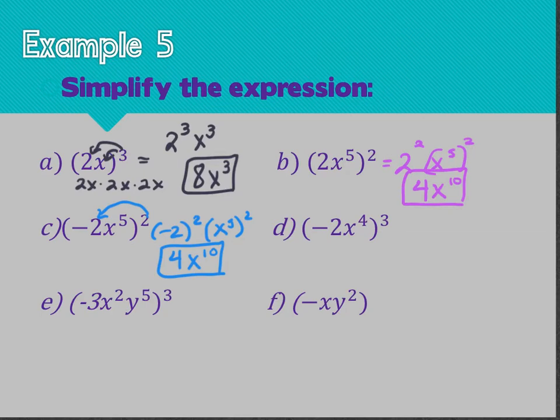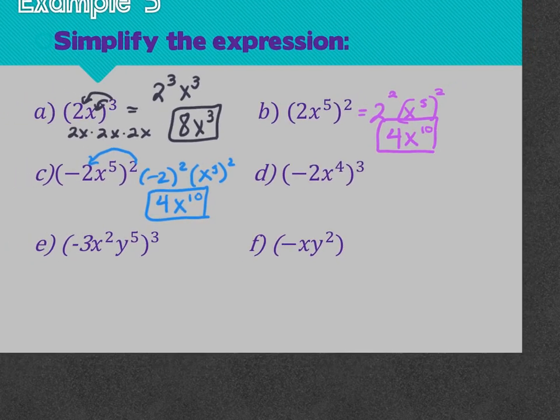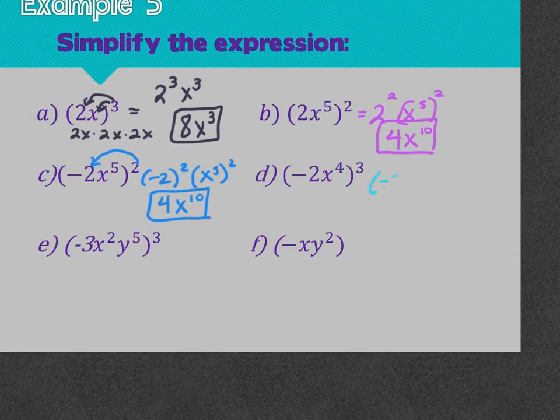All right, D says negative 2x to the 4th raised to the 3rd. So this is a negative 2 raised to the 3rd, and then x to the 4th raised to the 3rd. That's negative 2 times negative 2 times negative 2. It's an odd number of negatives, right? So my answer is going to be a negative 8. And then x to the 4th raised to the 3rd would be x to the 12th.